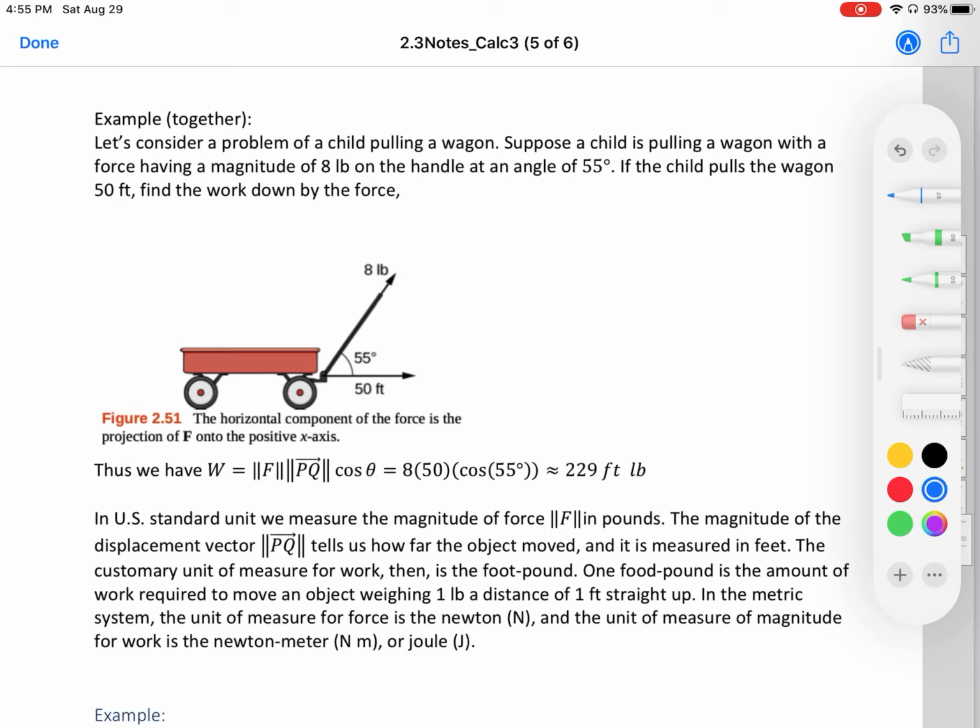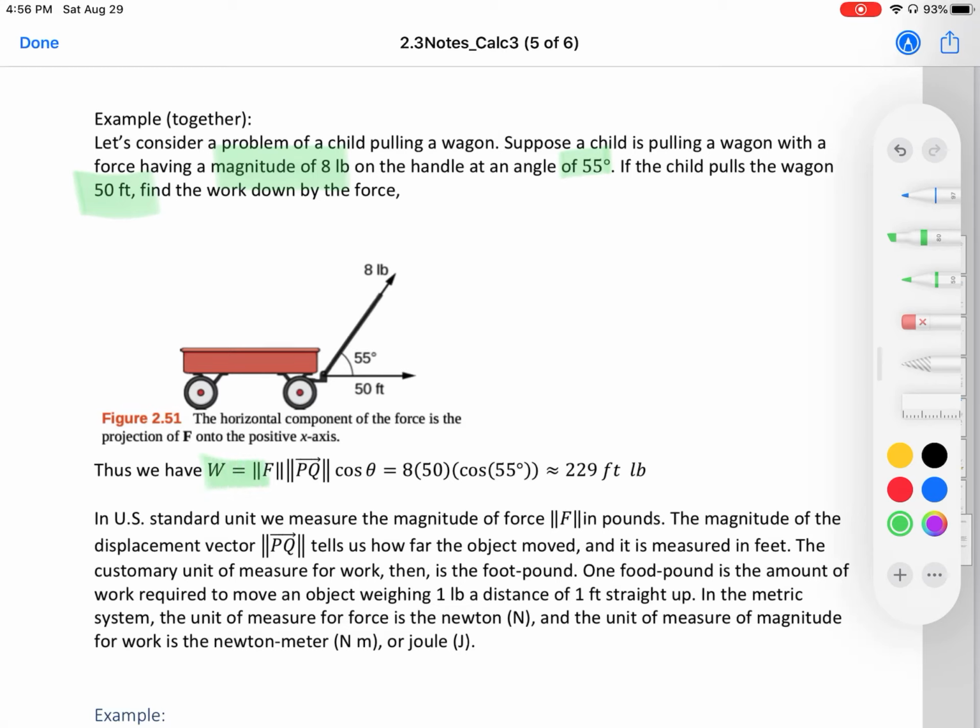Suppose a child is pulling a wagon with a force of magnitude 8 pounds on the handle at an angle of 55 degrees. If the child pulls the wagon 50 feet, find the work done by the force. Okay, so we're given an angle, we're given a magnitude, and we're also given a distance. So we have our formula.